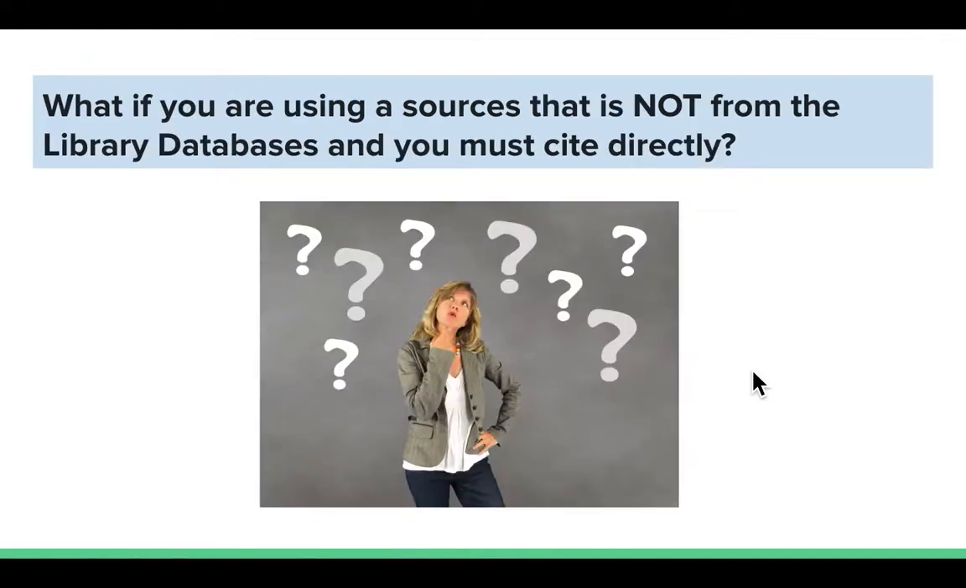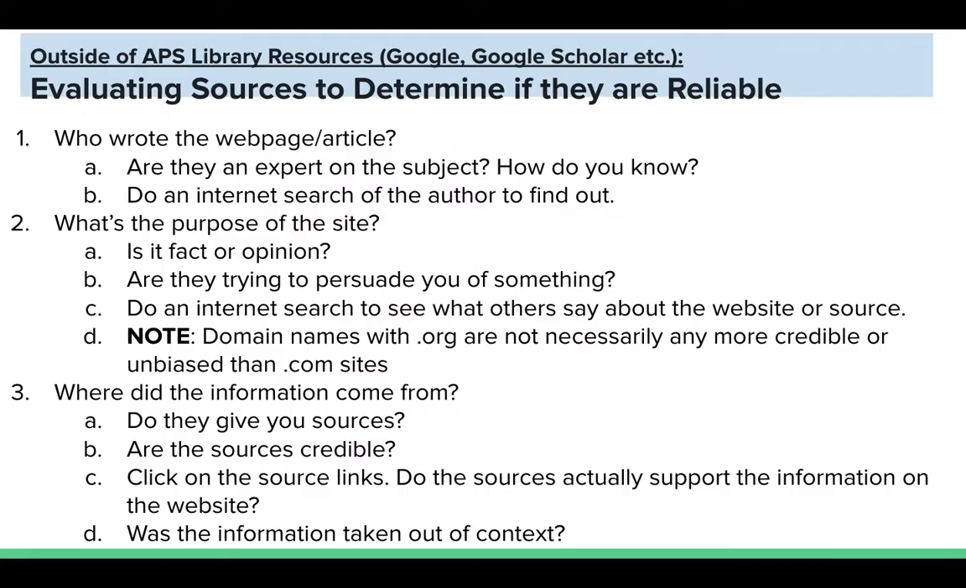Now, what if you're using a source that's not directly from the library database, that doesn't automatically cite, and you have to go into Noodle Tools and do your citation? All right, first of all, you're going to want to evaluate the source. Make sure that it is a reliable source. So evaluating sources to determine if they are reliable. Here are a series of questions you can ask as you look at the source.